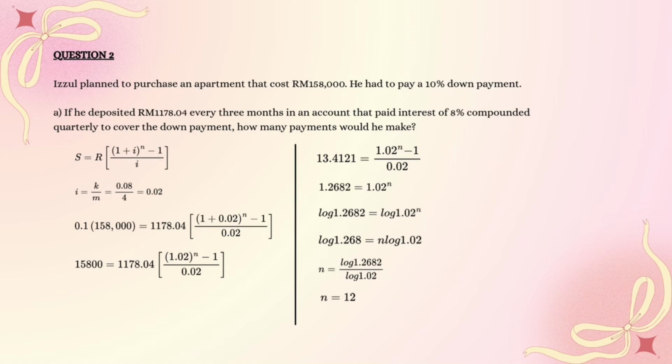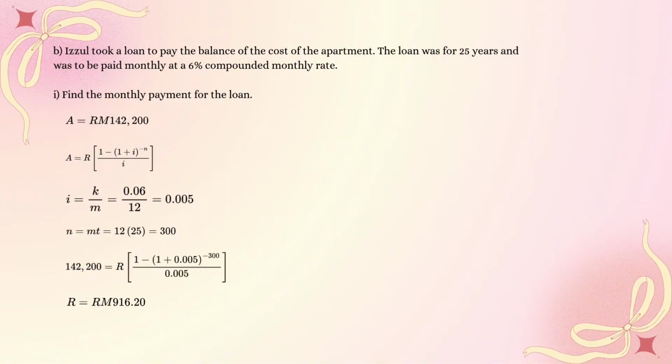13.4121 multiplied by 0.02, we will get 0.2682, and we will plus 1 become 1.2682. So insert log: log 1.2682 equals n log 1.02. N equals log 1.2682 divided by log 1.02. So n is 12.